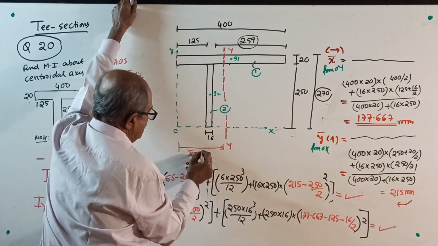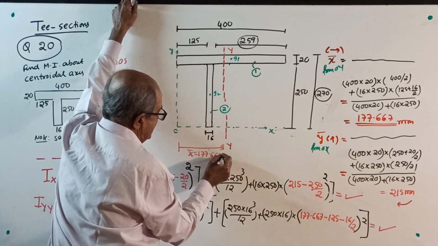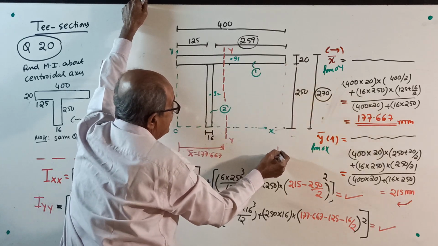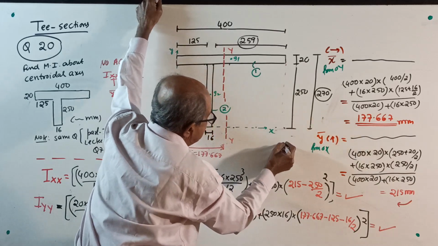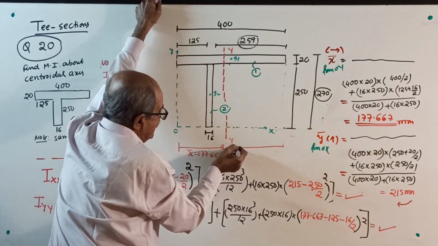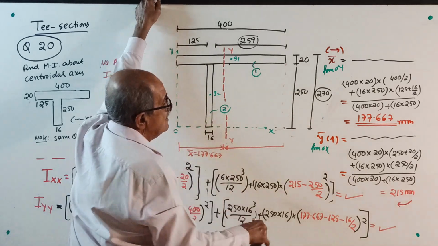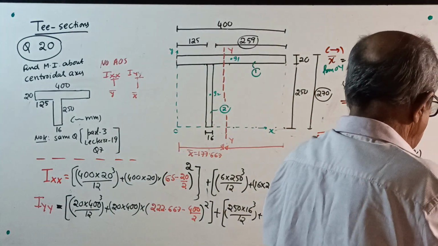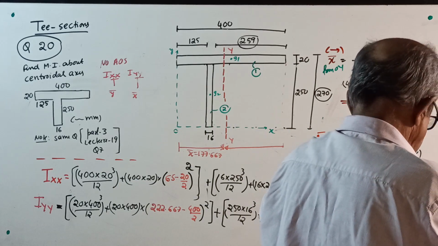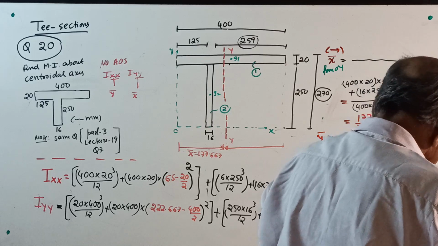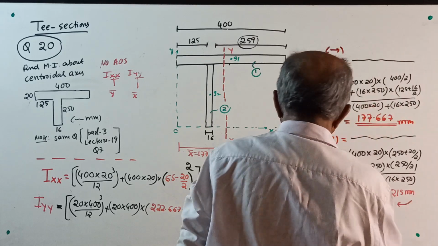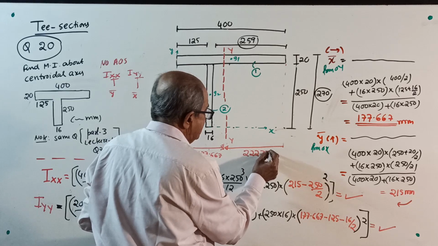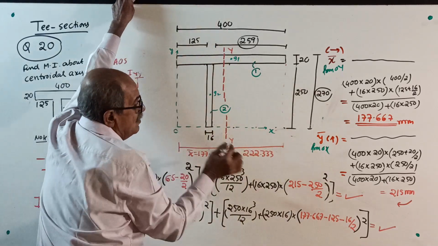How much? 177.667. Then you find from this extreme edge. You may require it. The ink is not writing properly. I have changed the ink. This is very easier. From total 400, subtract 177.667. 222.333 is this distance. Okay. 222.333 calculated. From here, Y bar, we got 215.